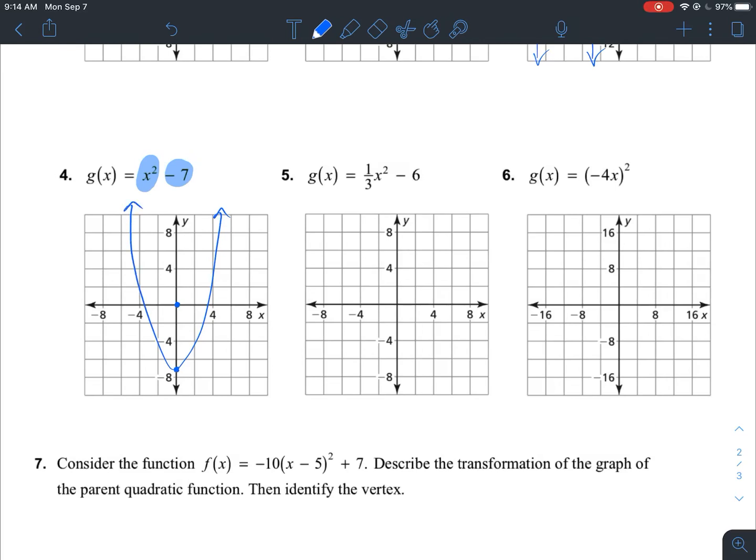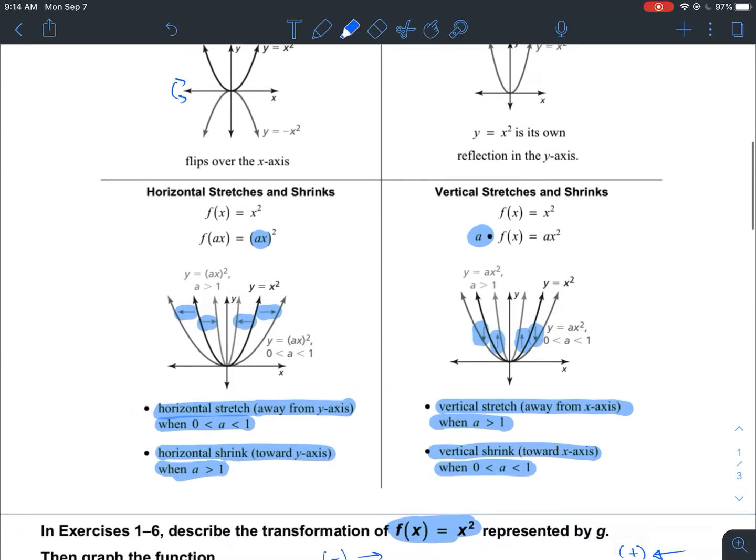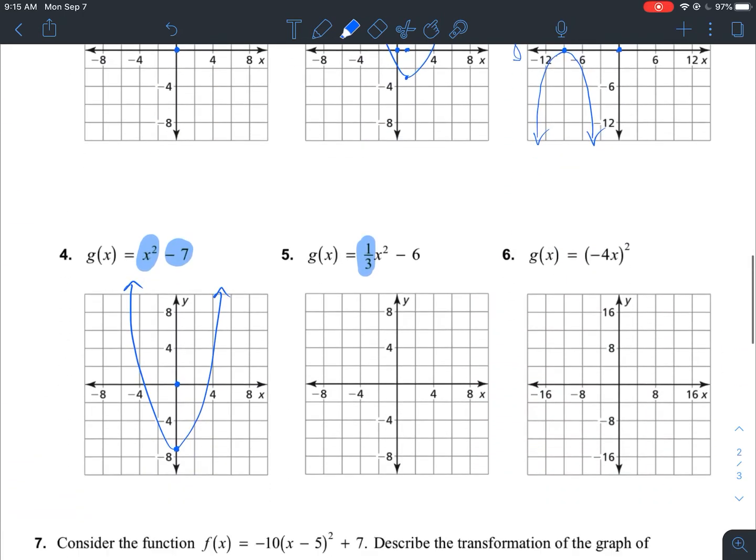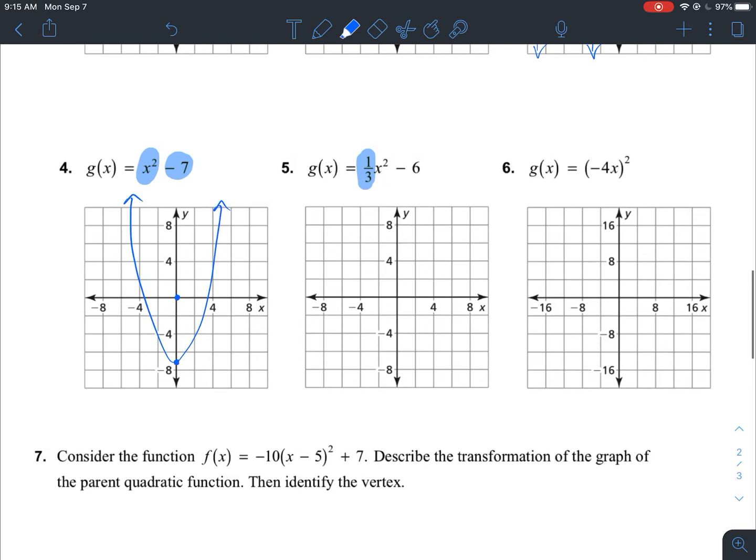Okay, now we're getting into our stretches. You can see here that we're multiplying x squared by 1/3. So this is happening outside of our squared. Like here in number 6, you can see -4 is being multiplied by the x and it's inside parentheses. So that's horizontal. But in this case, we're talking about a vertical stretch or a shrink. So if we go back up, vertical stretches and shrinks say that it's a shrink towards the x-axis when a is between 1 and 0. So 1/3 is between 1 and 0, so we have ourselves a vertical shrink.